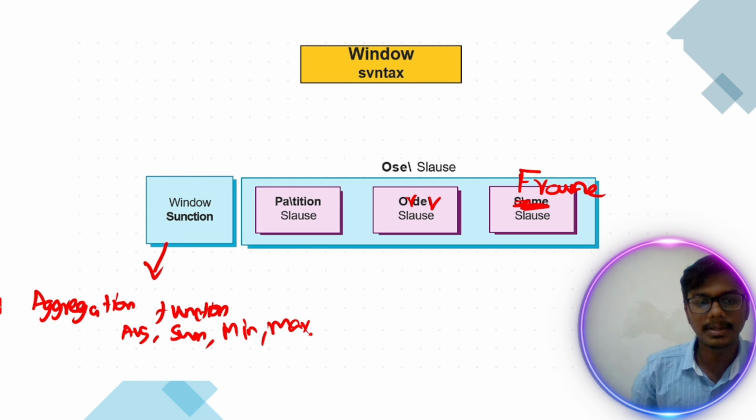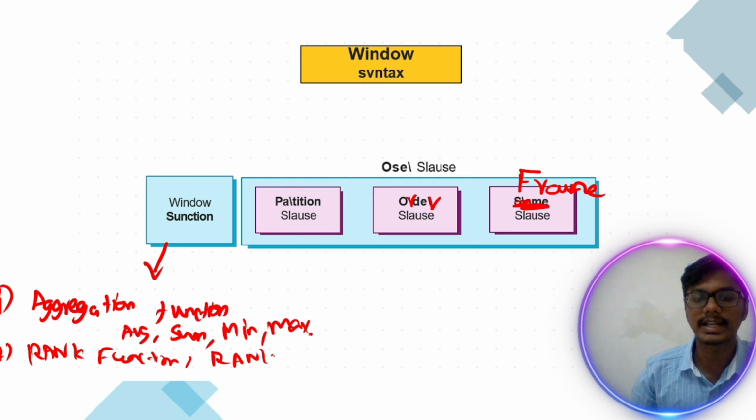It may be the aggregation function. It may be the rank function. The rank function means what? The rank function: rank, dense rank. Likewise, we are going to see about the rank function.